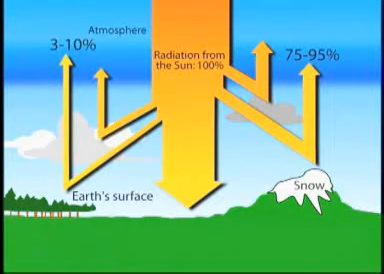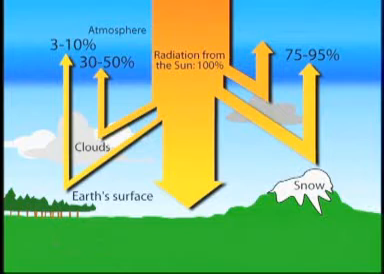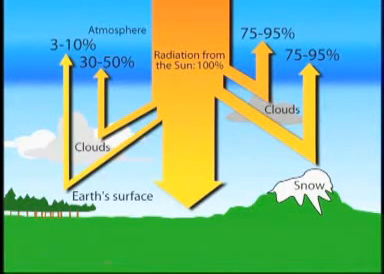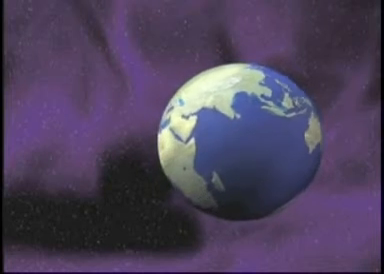A thin cloud cover may reflect 30 to 50% of solar energy, with up to 75 to 95% reflected by thick clouds. This will cause a variety of temperatures. Look closely at the Earth again. More than 2/3 of it is covered with water.